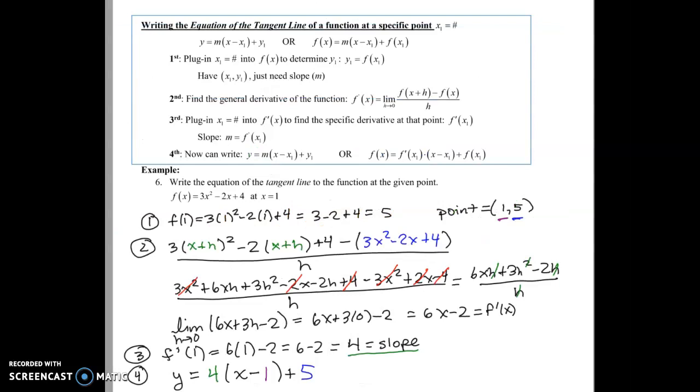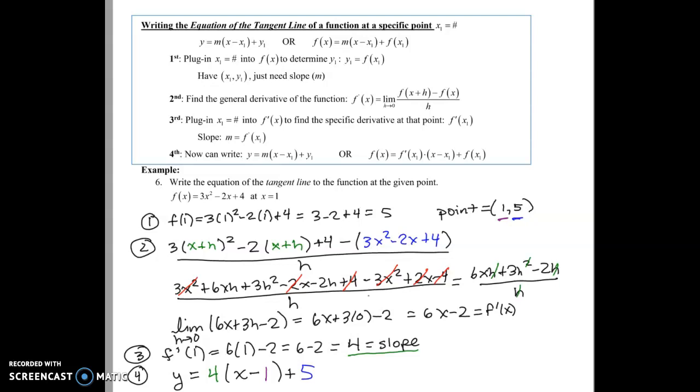Okay, so the last problem adds one more layer to this, and that's writing the equation of the tangent line to the function at a given point. We know that the slope of the tangent line is the derivative. If we have the slope of the line, that's one part of writing the equation. The other part we need is a point, or the y-intercept. So if we have the original function, 3x squared minus 2x plus 4, and we want to find the point when x equals 1, we just sub it in and we find our coordinate point. Our coordinate point is 1, 5.